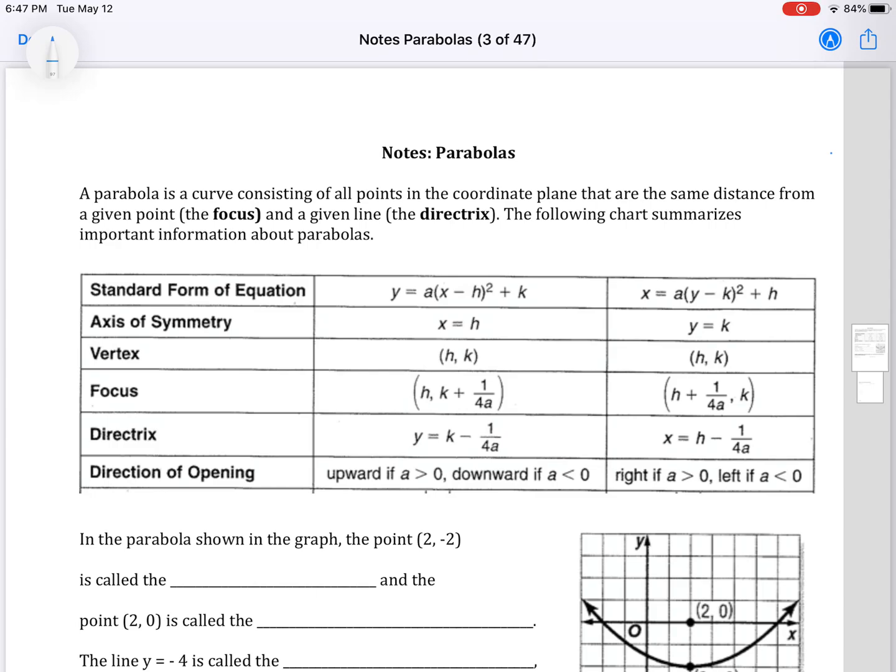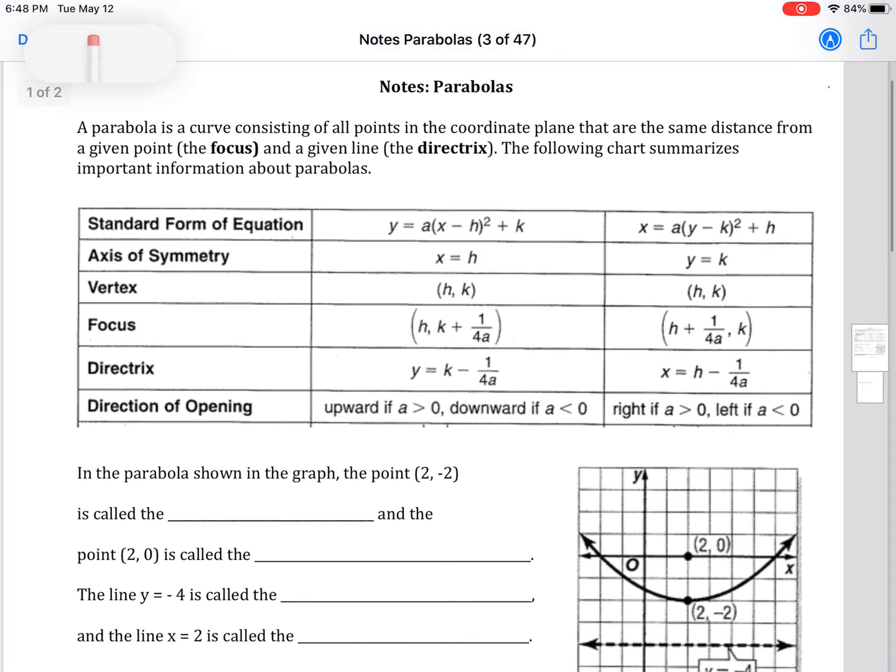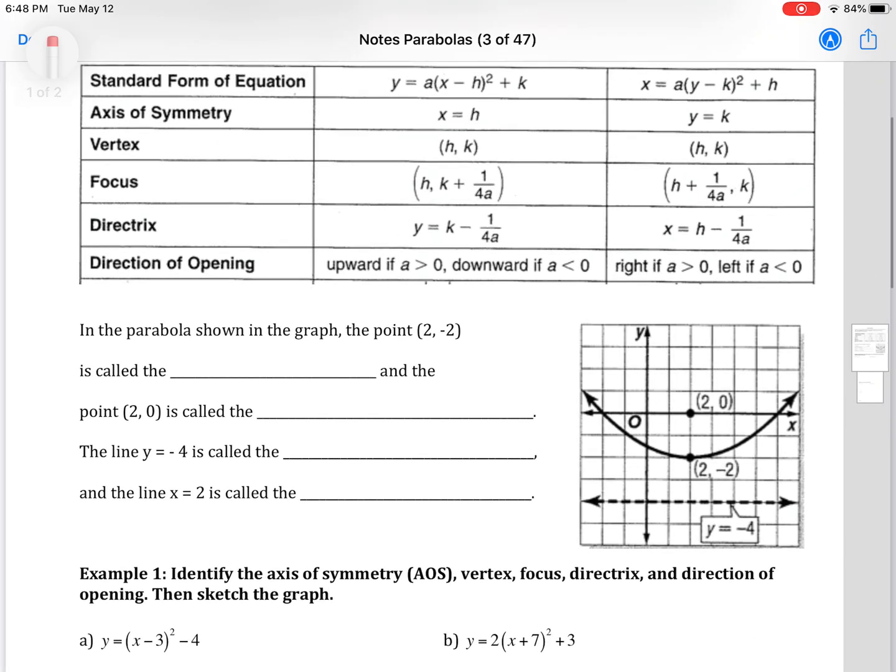A parabola is a curve that consists of all points in the coordinate plane that are the same distance from the focus. So the focus is actually, if you closed a parabola, think of it like a mouth. The focus is inside of the parabola, and then a given line, which is going to be on the outside of the parabola. The following chart is going to summarize the important information that you need to know about parabolas.